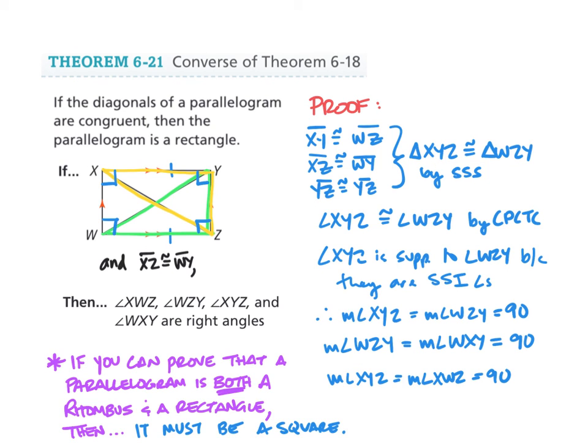So if you want to prove that something is a square, you got to be able to prove that it's a rectangle, that it has four 90-degree angles, maybe because its diagonals are congruent. And you would have to prove that it's a rhombus, maybe because either the diagonals are perpendicular or because each diagonal is bisecting two angles of the parallelogram. Do both those things and then you can say, oh, that must be a square.